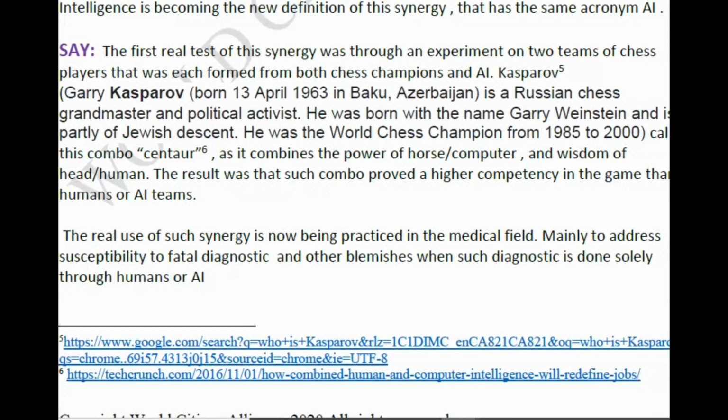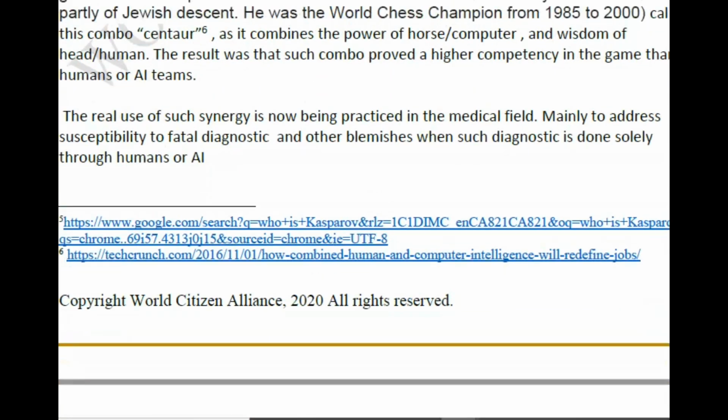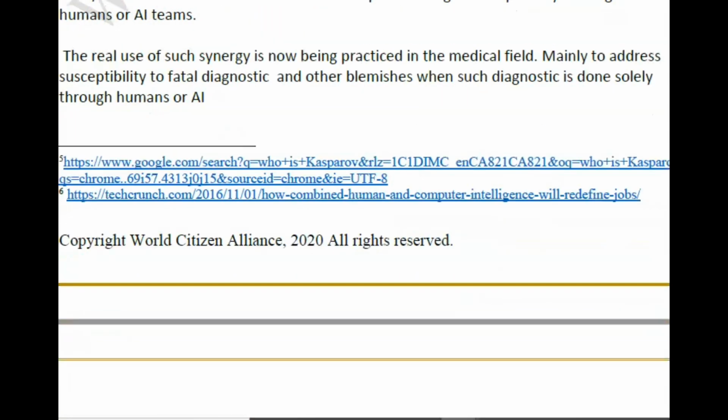We're also looking at AI synergy in medical fields, where we want to address susceptibility to fatal diagnostics. So when the diagnostic is done solely through humans or AI, there is actually increased room for error. So it's important to incorporate the human piece in there as well.